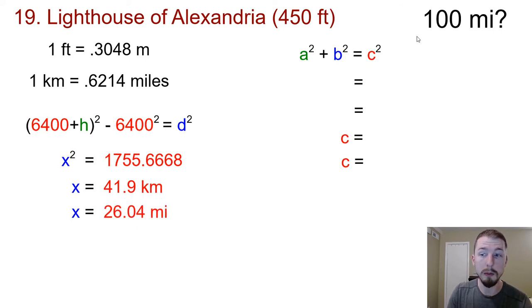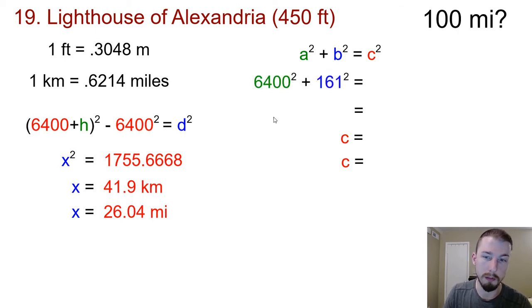So they claimed you could see the light from 100 miles away, a ship could, but they actually could only see it from 26.04 miles away. So then the question might follow, how high would the tower have to be, a lighthouse, in order to be able to see it from 100 miles away? Not like that's necessary at all, but now our math is going to be a little bit different.